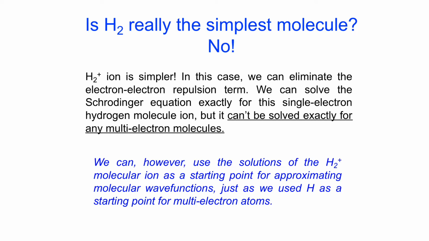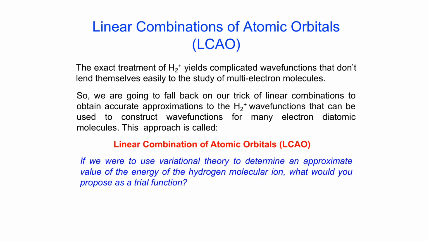Once we have solutions to the H2 plus molecular ion, we can use that as a starting point for approximating wave functions for other multi-electron systems. That's kind of like how we used hydrogen as a starting point for our previous multi-electron atoms. All right, so where should we start in solving our hydrogen molecular ion? Unfortunately, the exact treatment of H2 plus yields pretty complicated wave functions, and they don't lend themselves terribly easily to the study of multi-electron molecules.